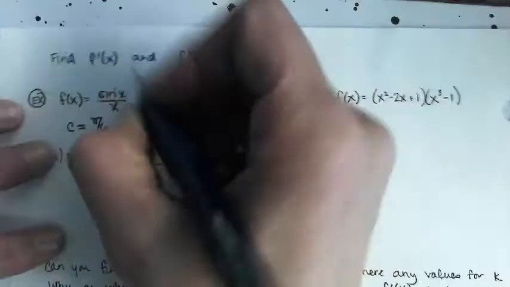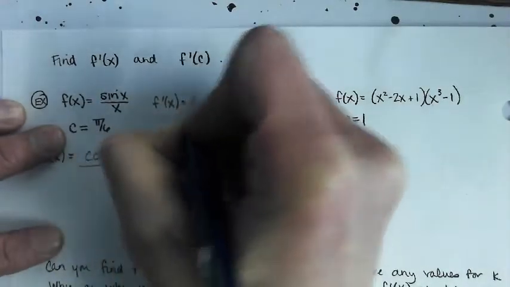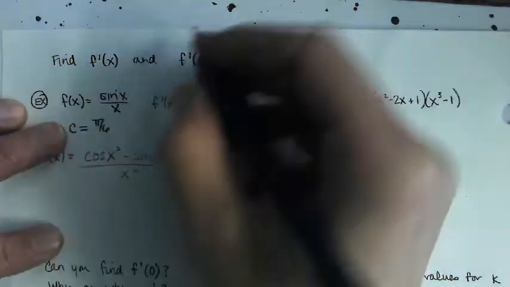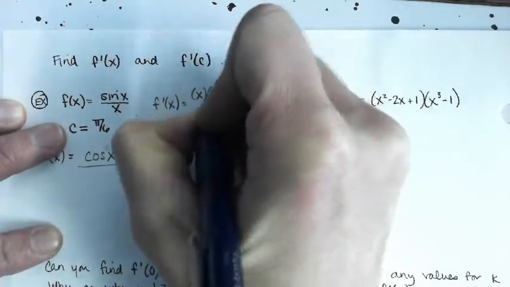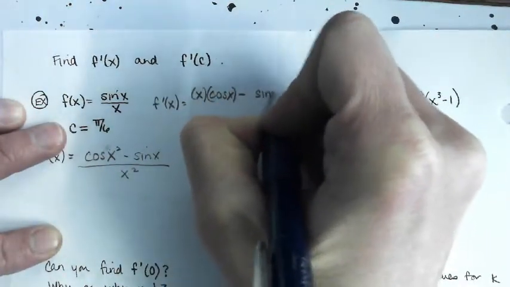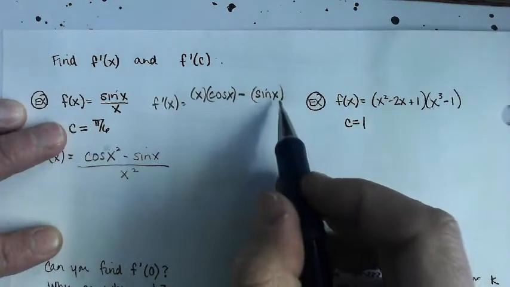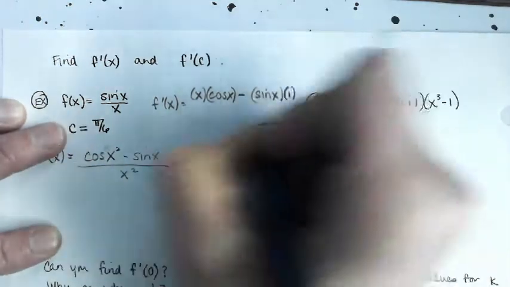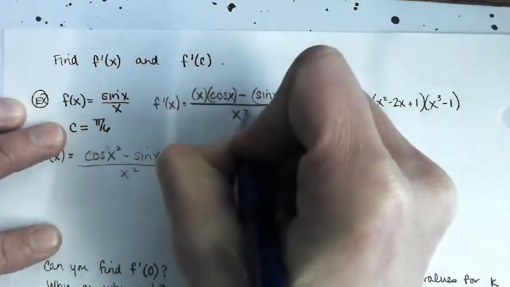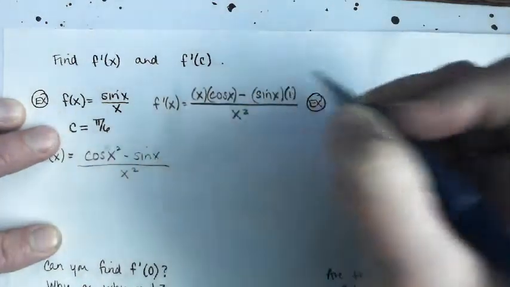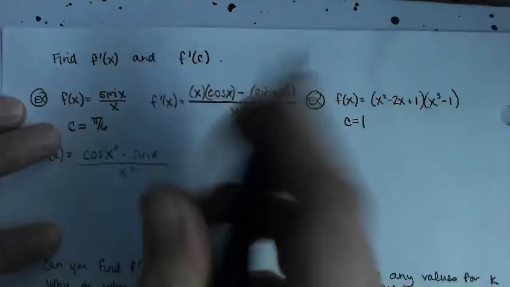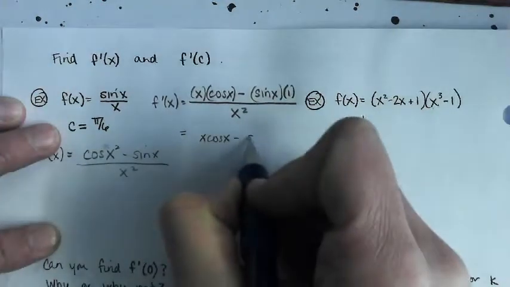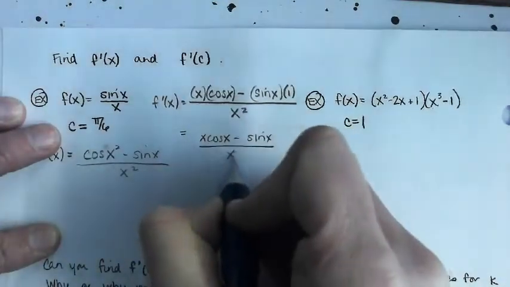Okay, so let's look at this. F prime of x, the bottom, times the derivative of the top. The derivative of the top, sine x, is cosine x. Minus the top times the derivative of the bottom, which is just 1. If you want to write that, you can. All over bottom squared. So that would turn into x cosine x minus sine x all over x squared.